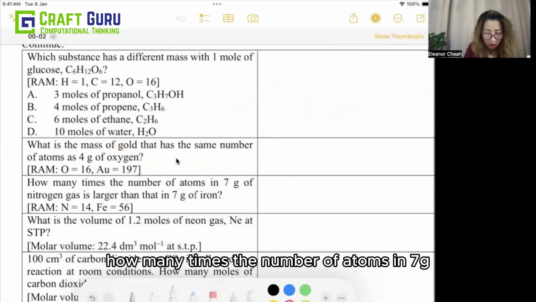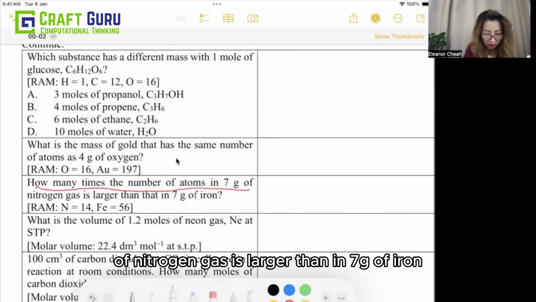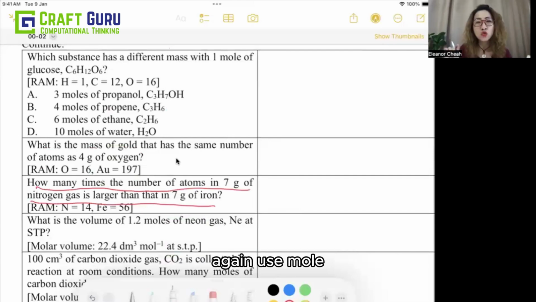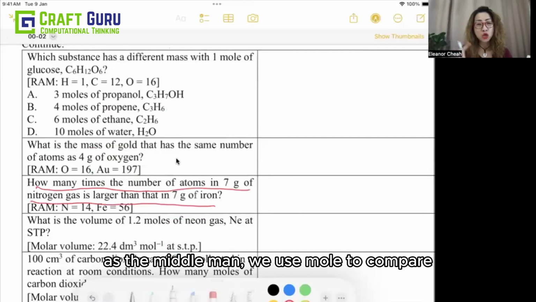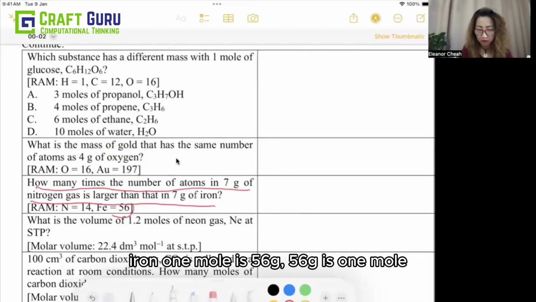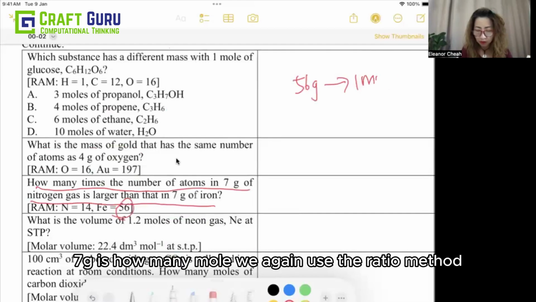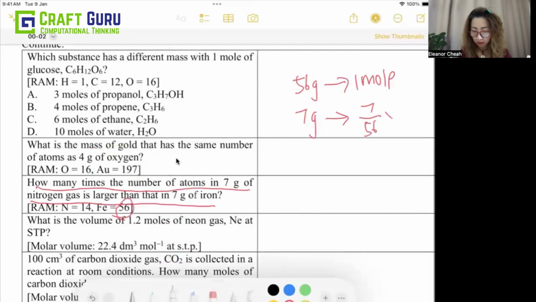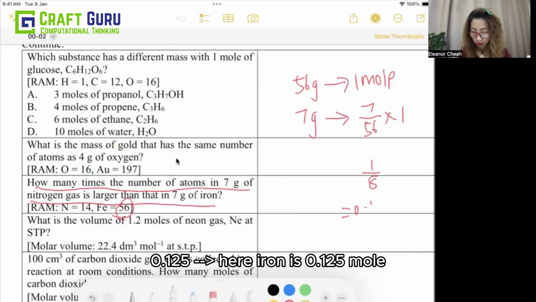How many times the number of atoms in 7 grams of nitrogen gas is larger than in 7 grams of iron? Again, use mole as the middleman. We use mole to compare. Iron, 1 mole is 56 grams. 7 grams is how many mole? We again use the ratio method. So it's 1/8, 0.125. Here, iron is 0.125 mole.